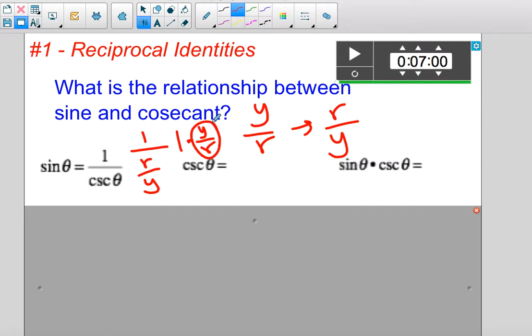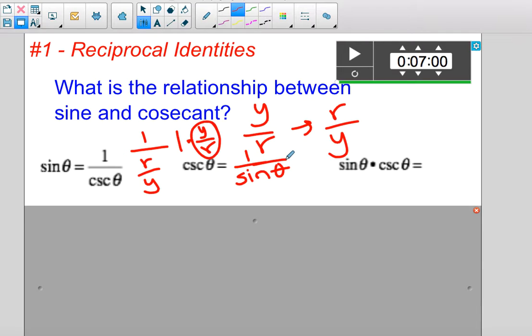And 1 times anything is just the same thing, so you get y over r. That's just showing you that they are, in fact, reciprocals. If you think about how cosecant is related to sine in the same way, it's going to be the reciprocal of sine as well. So we have cosecant theta is the reciprocal of sine theta, so it's 1 over sine theta.